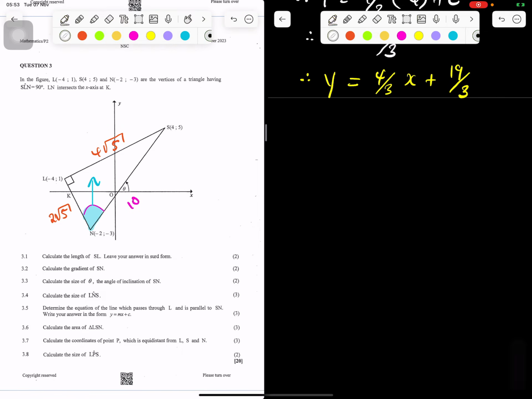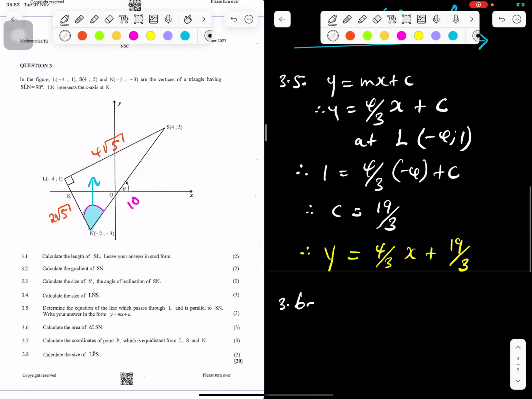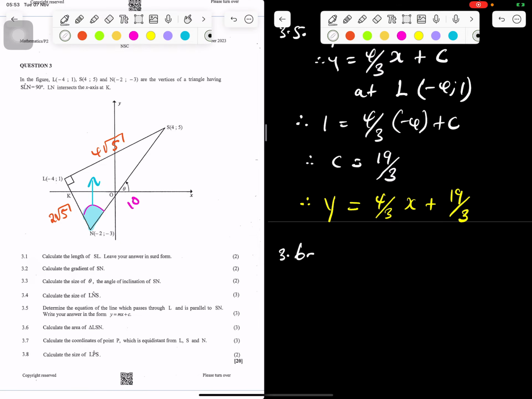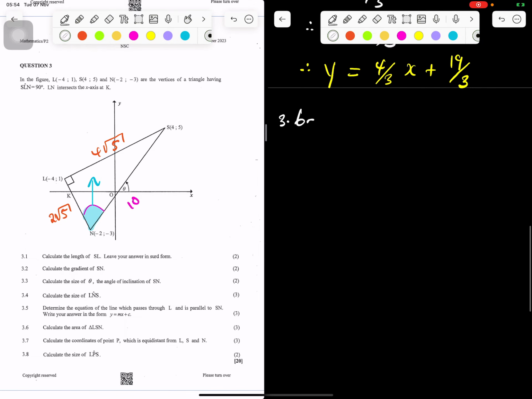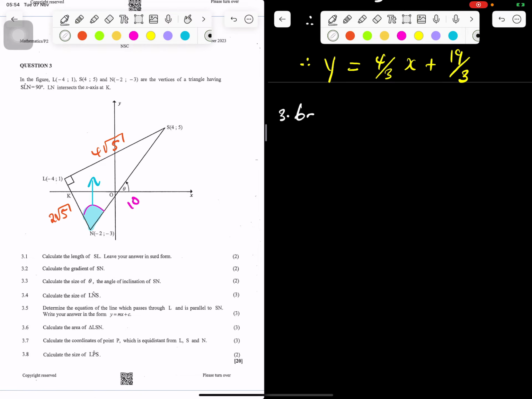Let's look at the next question, and that is 3.6 now. Okay, 3.6. Calculate the area of this triangle. So this triangle, like I said, is a right angled triangle. Because it's a right angled triangle, I'm not going to stress myself. The area of triangle LSN is a right angled triangle. So this should be 1 over 2 multiplied by the base, multiplied by the perpendicular height.